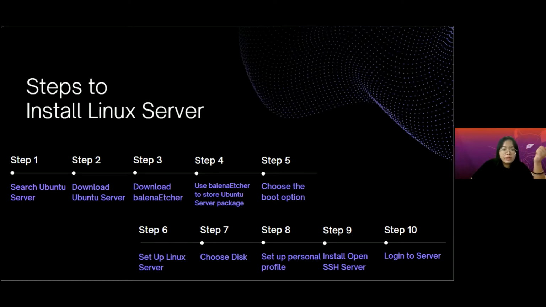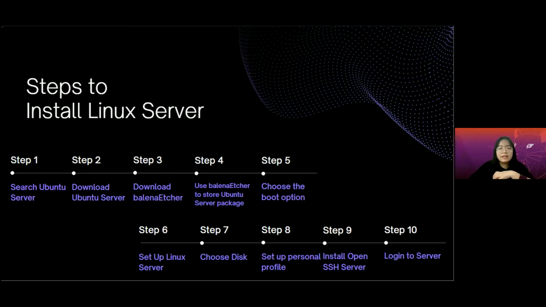Okay, so now we go to step 6, which is set up the Linux server. After we save the changes and exit the BIOS configurations, we will jump into the page that asks us to install a Linux server. So we need to choose install Linux server and press enter. The system will then start the installation process. After the connection to the Linux server, the system will let us choose the options that we prefer, such as the language, keyboard, and so on.